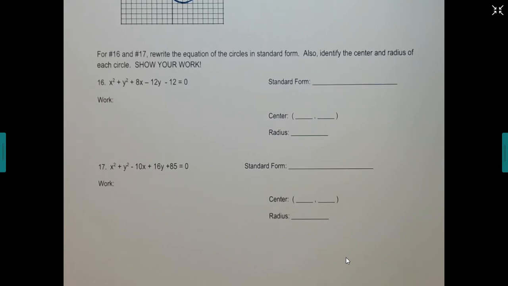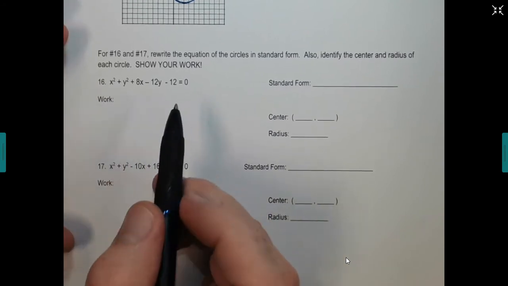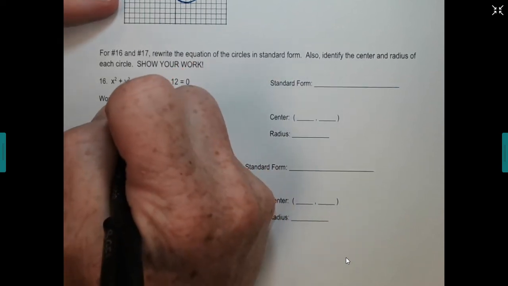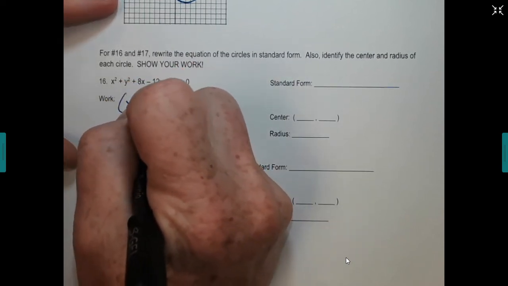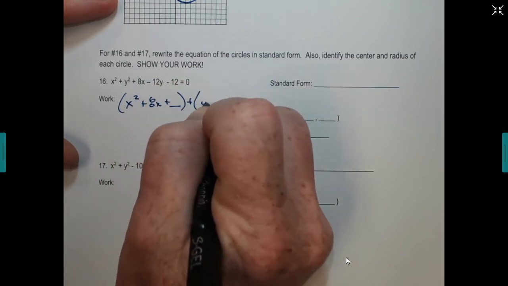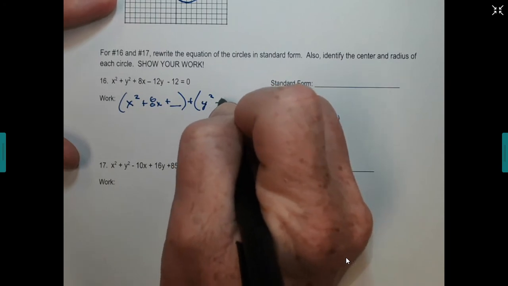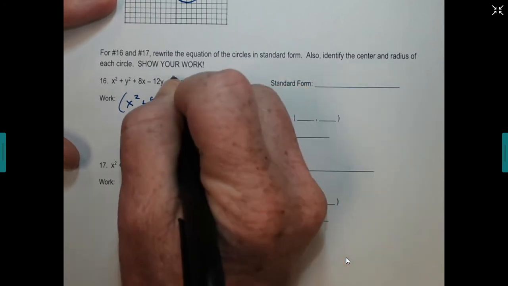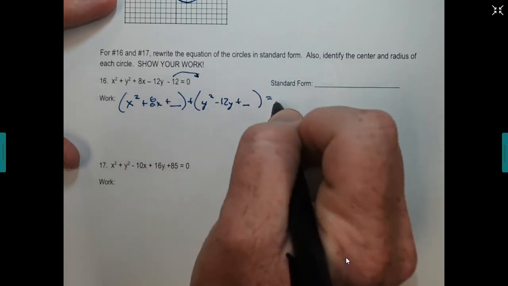Now comes the fun stuff. All right. Rewrite our equations into standard form. This is the stuff we covered in class about completing the square. So step 1, isolate the variables. X squared plus 8x and leave a blank for c. Y squared minus 12y plus c. And I'm going to move that negative 12 to the other side.